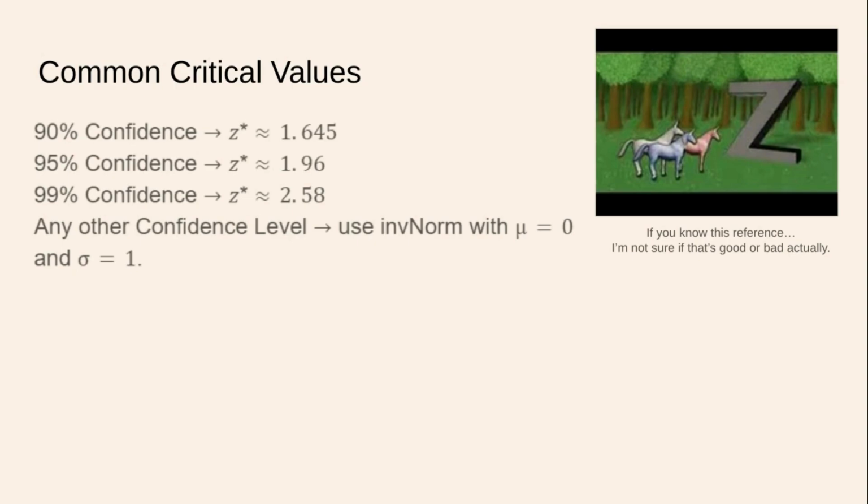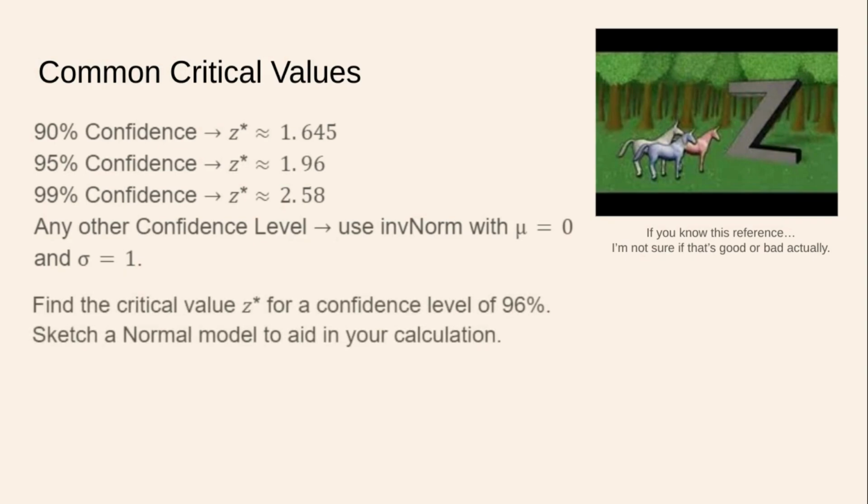wide confidence interval. Any other confidence level, we would use inverse norm, mean centered at 0, standard deviation of 1. That setting allows us to count standard deviations relative to a mean of 0, and that's great for computing critical values. So, find the critical value Z star for a confidence level of 96%.